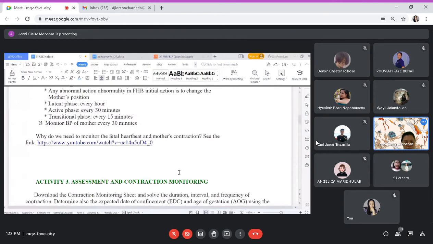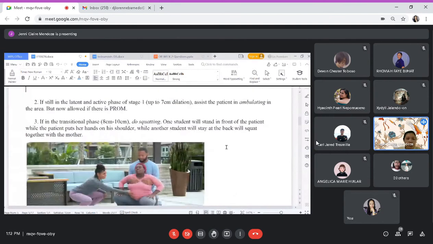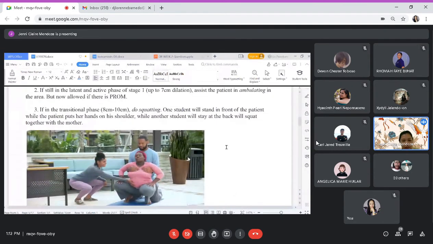Okay, so your first activity is to answer the assessment and contraction monitoring. Okay, now if still in the latent and active phase of stage 1, assist the patient in ambulating in the area, but when there is premature rupture of the membrane, like the bag of water is already ruptured, okay, the patient is not allowed to ambulate anymore. So when you say ambulate, not allowed to walk anymore.